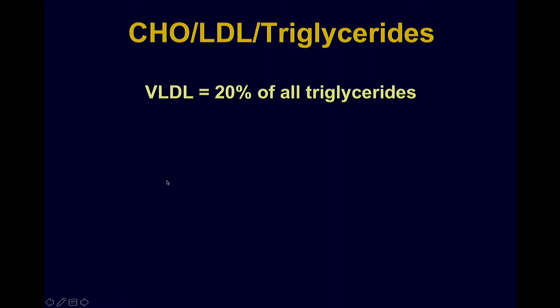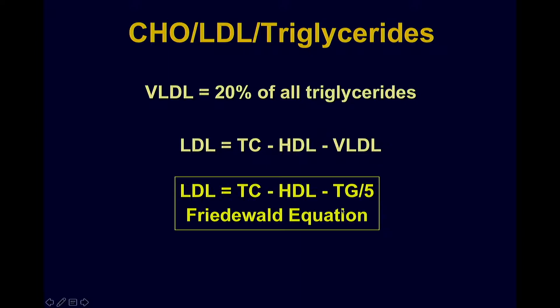Now, 20% of VLDL is carried as triglycerides, and that accounts for the Friedewald equation, which basically takes total cholesterol, subtracts HDL, subtracts VLDL, and by supposition, what remains is a measure of LDL. Since 20% of VLDL is triglycerides, the triglyceride value divided by 5 gives you a measure of VLDL, and that's the Friedewald equation.